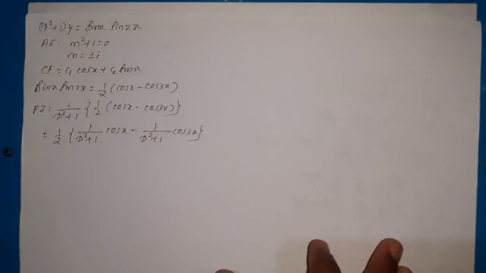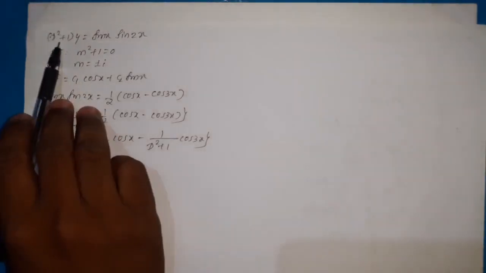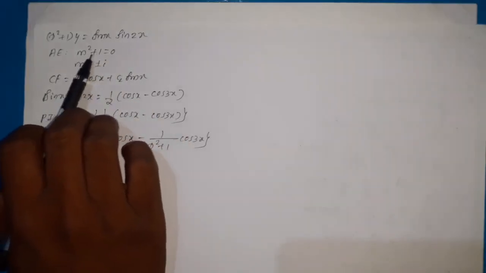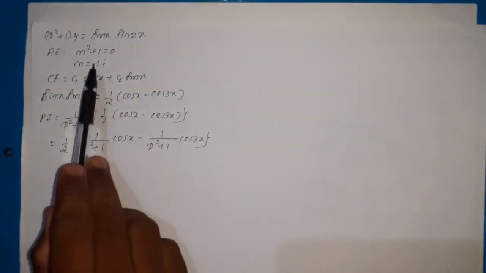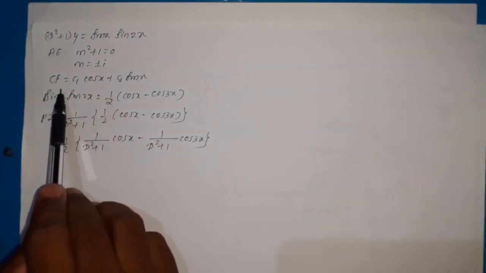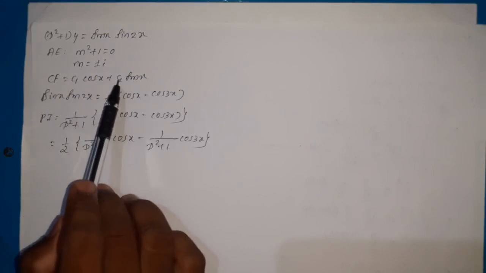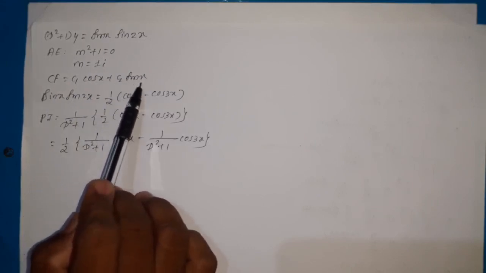The next example is (D square plus 1) y equal to sin x into sin 2x. So the auxiliary equation is m square plus 1 equal to 0, m equal to plus or minus i, and the complementary function is c1 cos x plus c2 sin x.